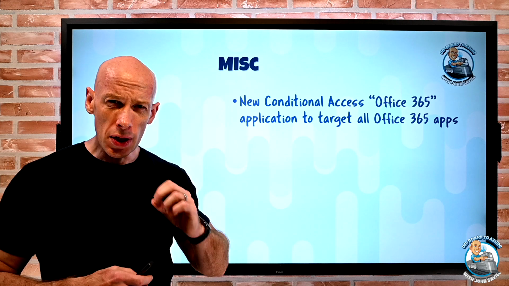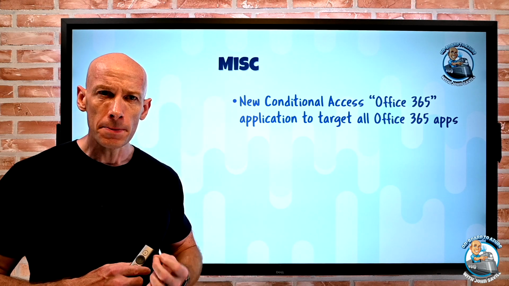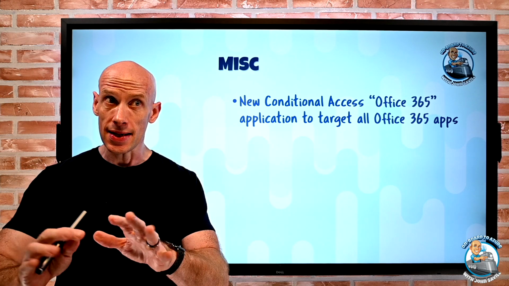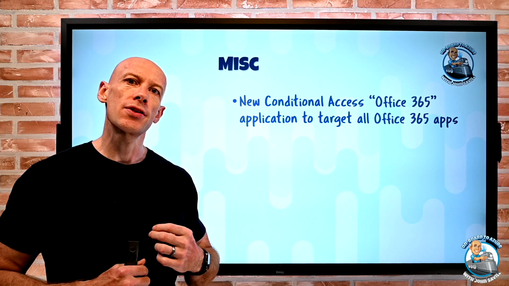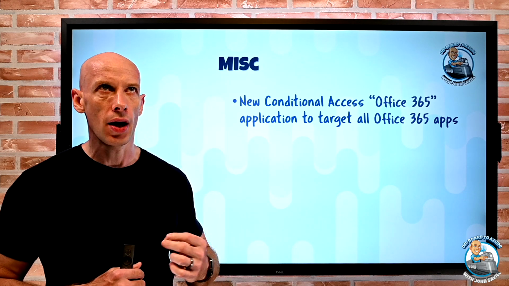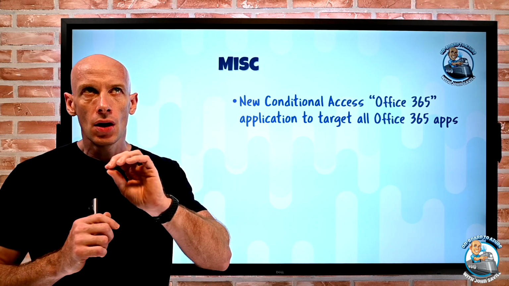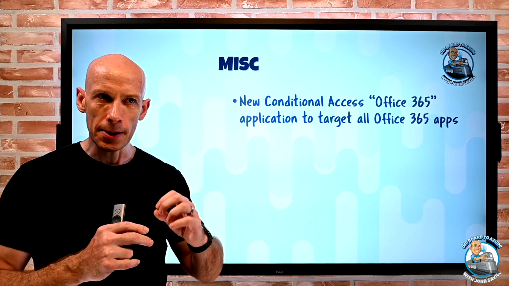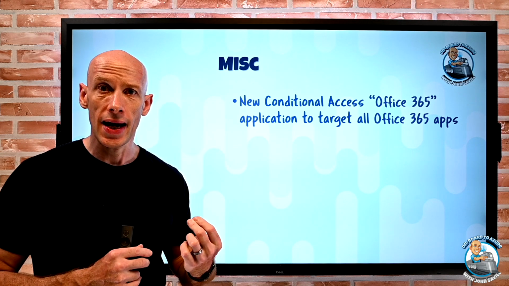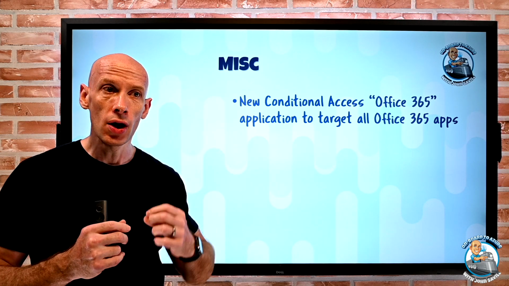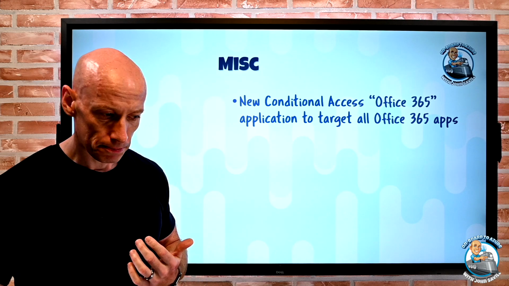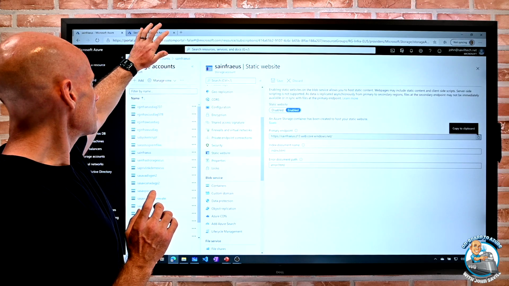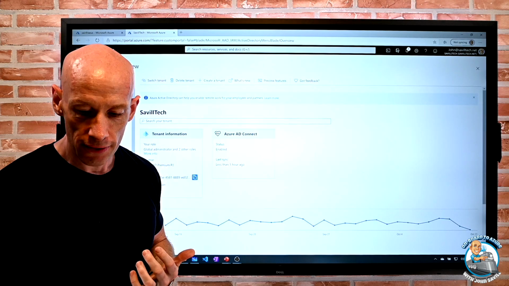Miscellaneous, there's now a new conditional access option for Office 365. Previously, and there still is, there were separate entries for Exchange Online, SharePoint Online, Teams, whatever. So we had to create these separate apps or join them into a policy. And if a new app was created, we had to go and make sure we added a new policy around it. So with this capability, what we can now do is just select Office 365.